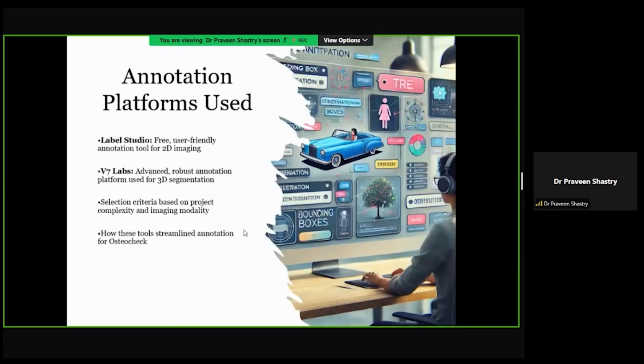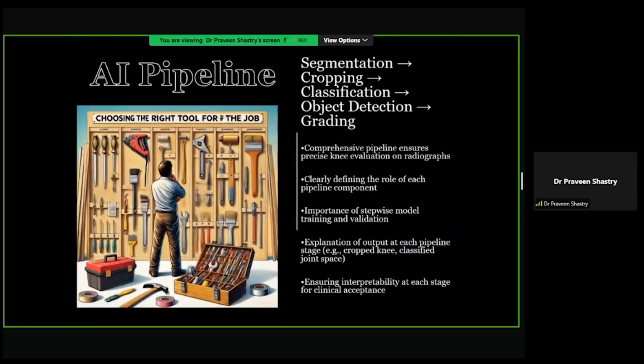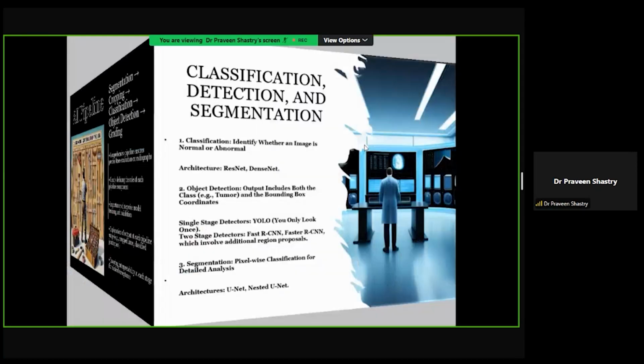Right? So for the sake of completion, what have we used? When it comes to 2D imaging, we've used Label Studio, and when it comes to 3D, we've used V7 Labs. I'll skip this part. So coming to the AI pipeline proper, I'll just take 5 more minutes to wind up. What are the things that we do? We do segmentation first, and then we crop the images. Then we do classification, object detection, and grading. Let's get to each of these in a very crisp manner.